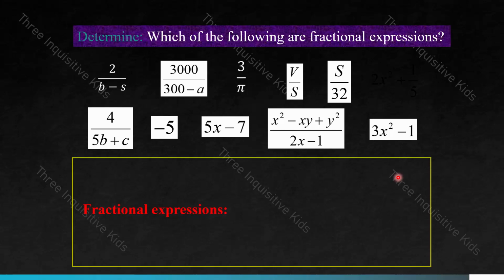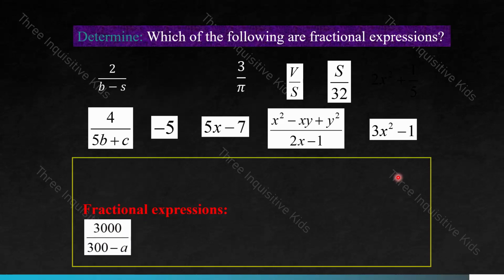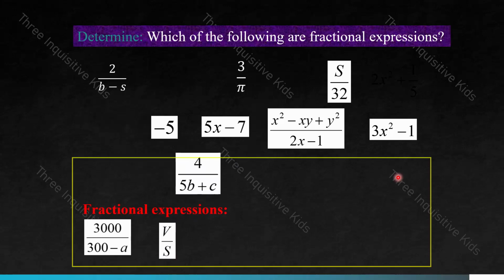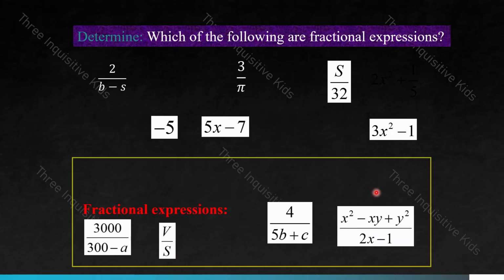Which of the following are fractional expressions? Use the notes of the definition that you have taken earlier to help you solve this problem. Pause the video and try to determine it by yourself. So here is the answer. The fractional expressions are 3000 divided by 300 minus a, v divided by s, 4 divided by 5b plus c, and x squared minus xy plus y squared divided by 2x minus 1.